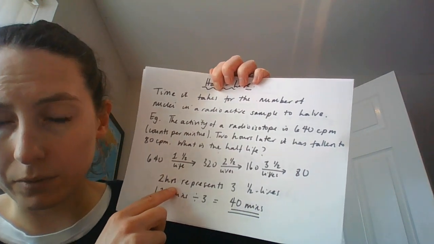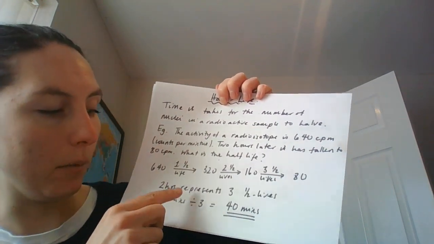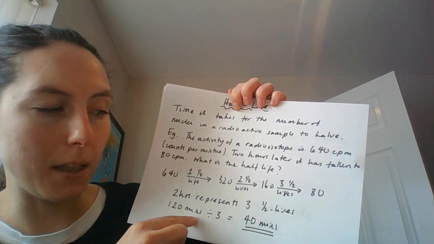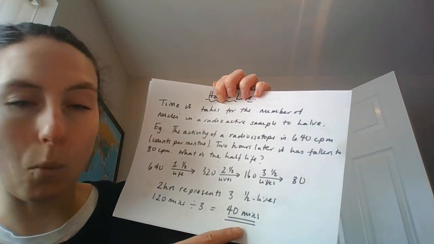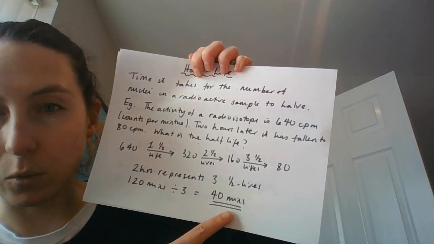So what must be the half-life of this sample? Well, in 120 minutes, 3 half-lives have passed. So for 1 half-life, that must be 40 minutes.